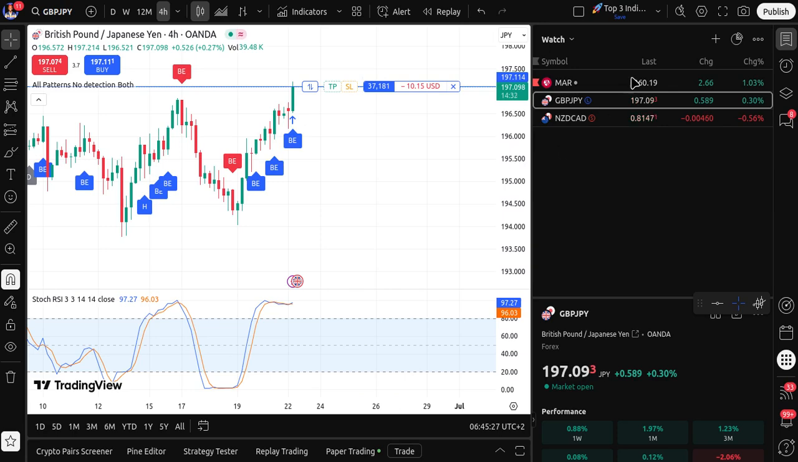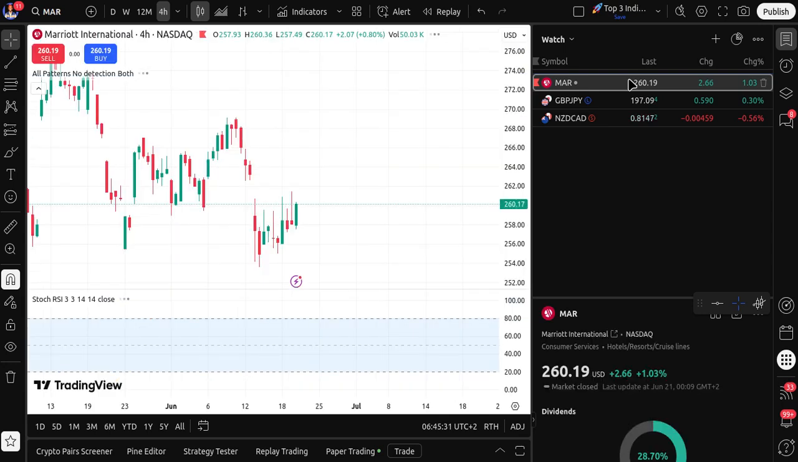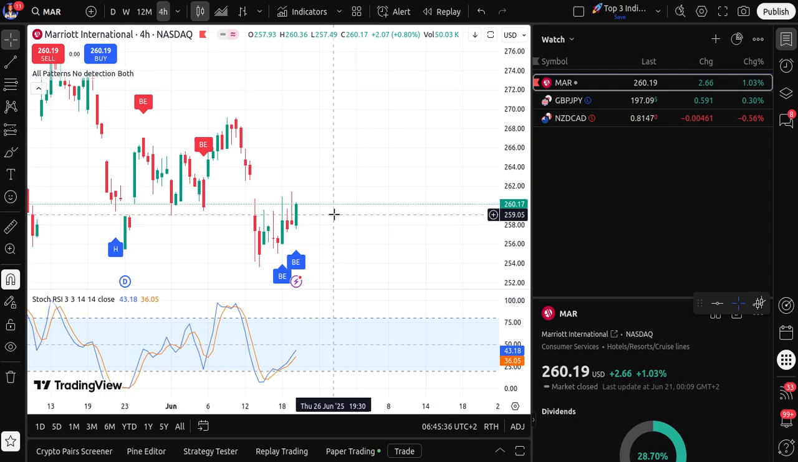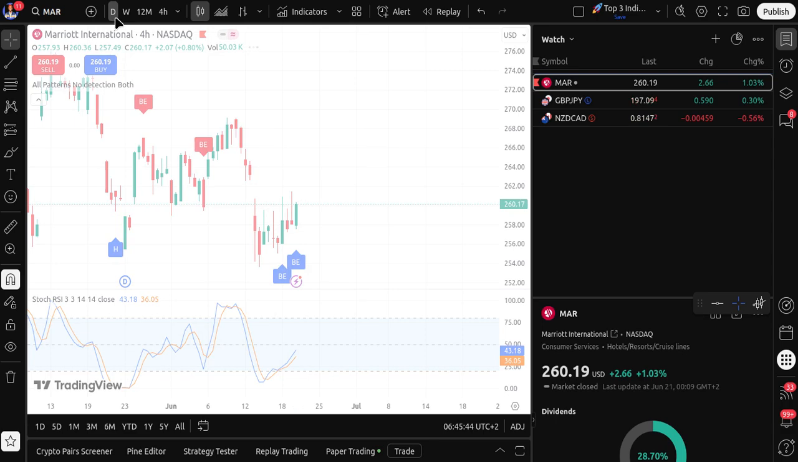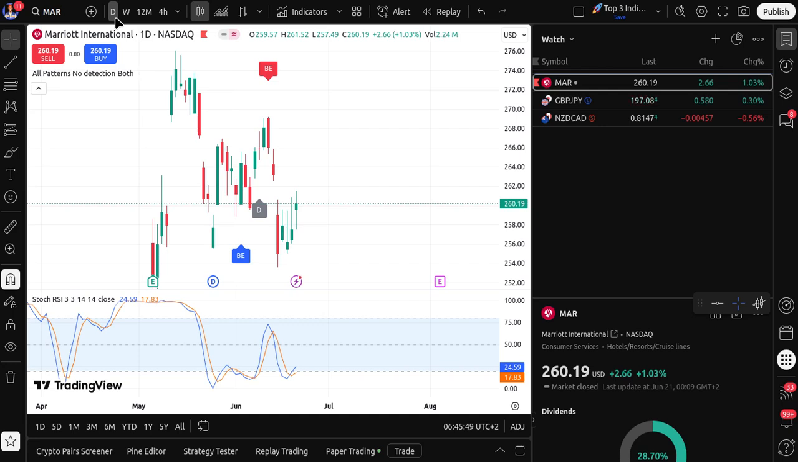Now I'm going to give you another example in the stock market. So this is another example. Now the good thing about this example is that the market has closed, so you can kind of see what's happening. It's called Marriott Hotel. Now let's look at the school of thought in the Marriott Hotel example.